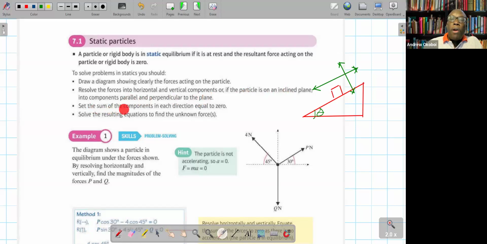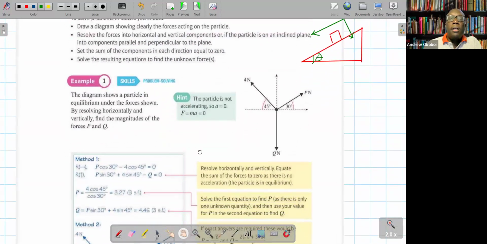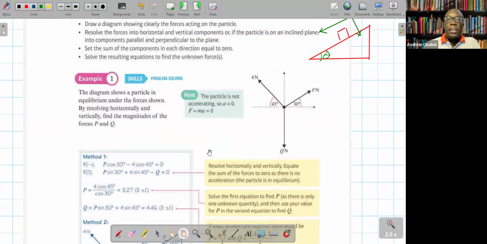Now we set the sum of our components in each direction to 0 and then use those equations to find unknown forces. So essentially we're doing simultaneous equations here. But sometimes you have to get very creative, and it comes with practice.